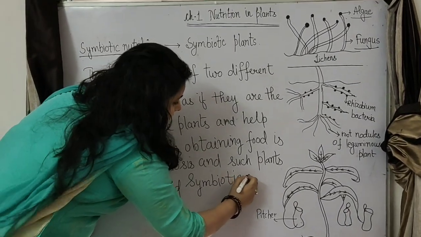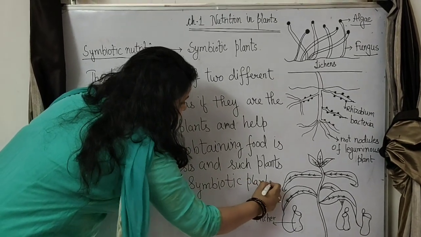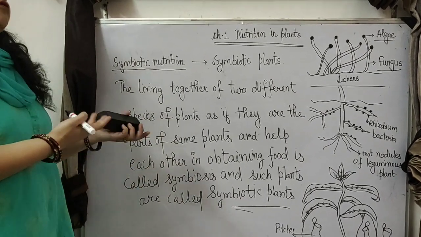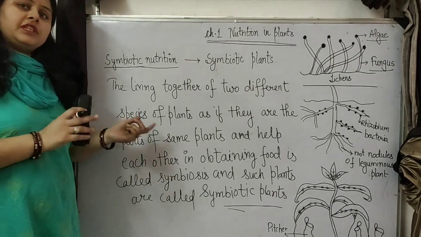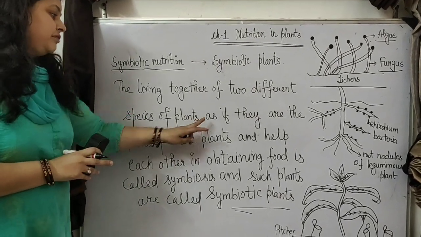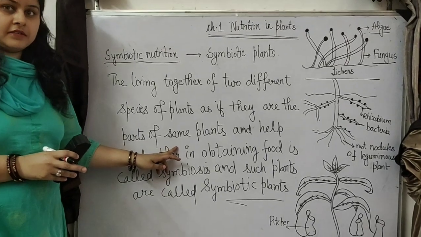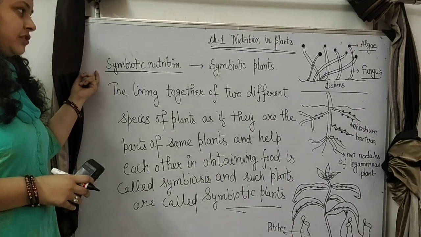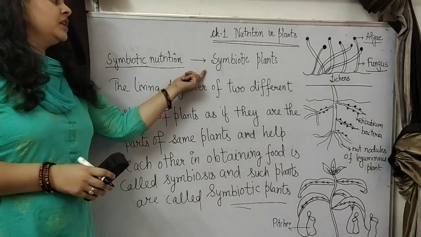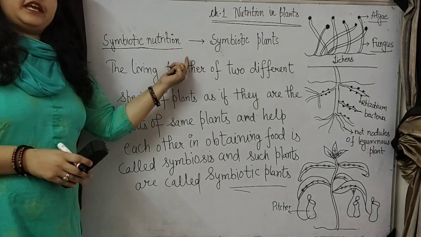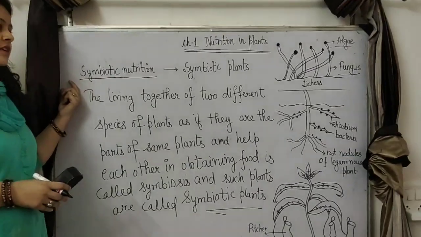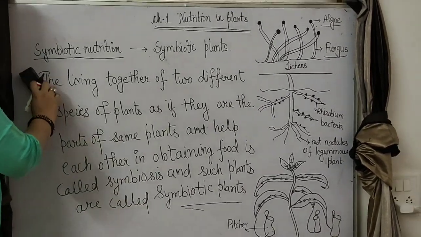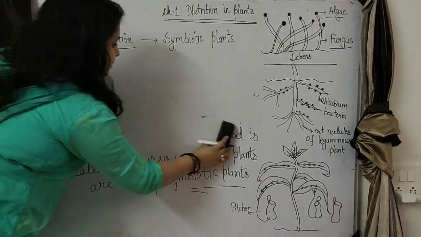Okay, I repeat, symbiotic plants are those plants that depend upon each other for their food. So they live together as if they are the parts of the same plant. Now, what is symbiotic nutrition? The mode of nutrition that is basically shown by symbiotic plants to obtain their food is known as symbiotic nutrition.